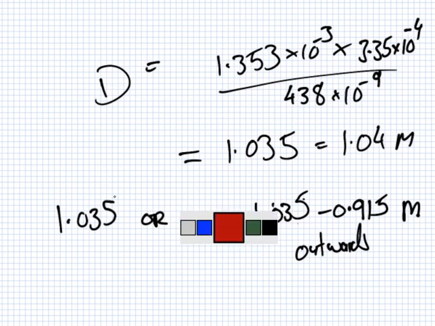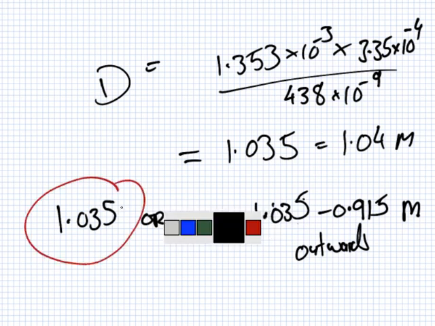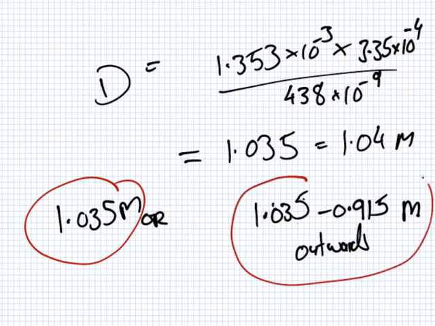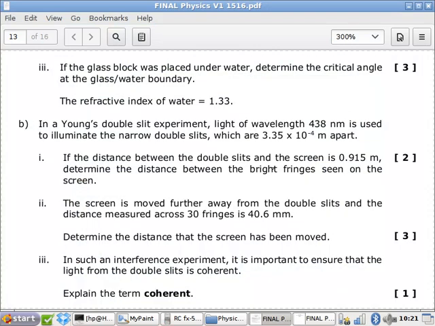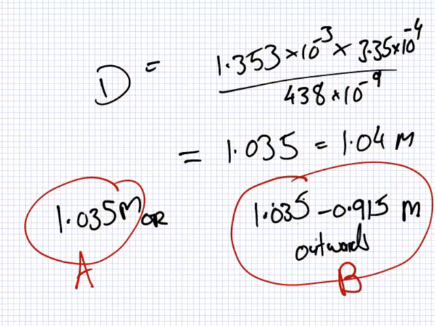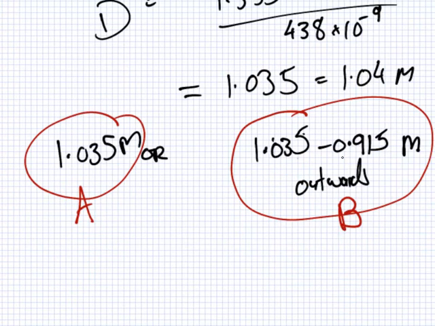Right, so guys, what do you think? Are we using this, or are we using this? A or B? I think because it said the distance has been moved, I think it's this. So what is this difference here?